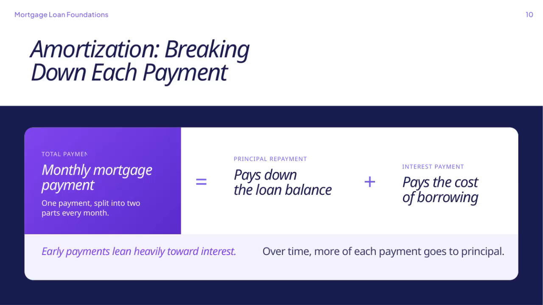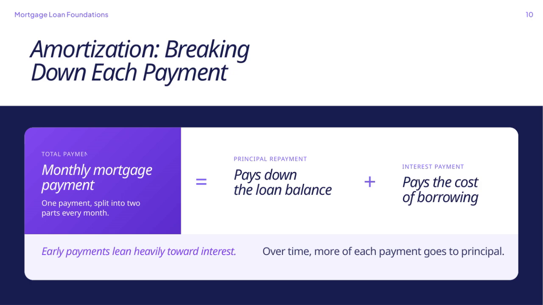When you make your monthly mortgage payment, it's actually split into two main parts. First, part of your payment goes toward paying down the loan balance itself, which is called the principal repayment. The other part covers the cost of borrowing the money, which is the interest payment. Early on in the life of the loan, a larger portion of your payment is applied toward interest, meaning you're mostly paying the cost of borrowing rather than reducing the loan amount. But as time goes on, this shifts and more of each payment starts going toward the principal. So your total monthly payment stays the same, but the way it's divided between interest and principal changes over time.